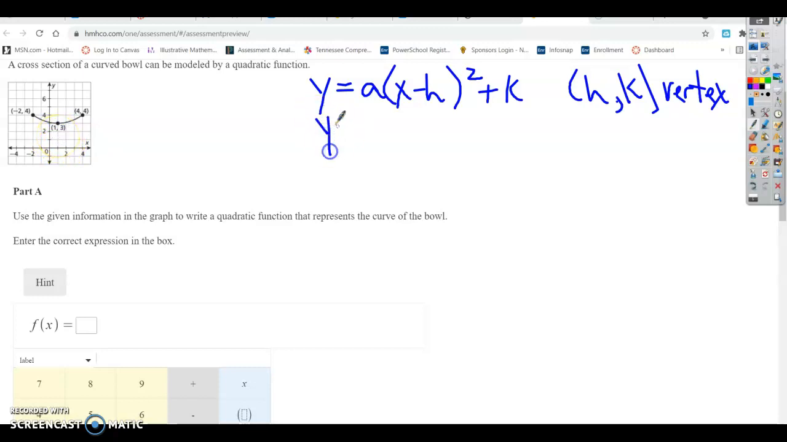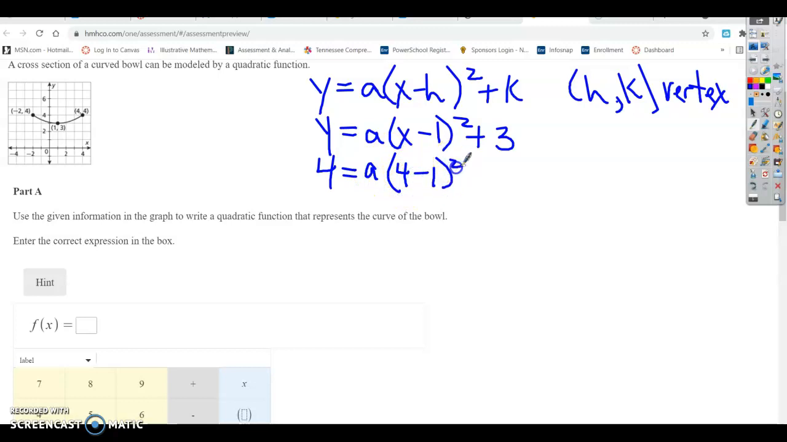We're going to have y equals a times (x minus 1) squared, where 1 is our h, and then plus 3. Now we're going to use one of these other points. It doesn't matter which one. Let's just use (4, 4). So we're going to plug in 4 for y, and we're going to plug in 4 for x. That way it only leaves a, so we can solve for a.